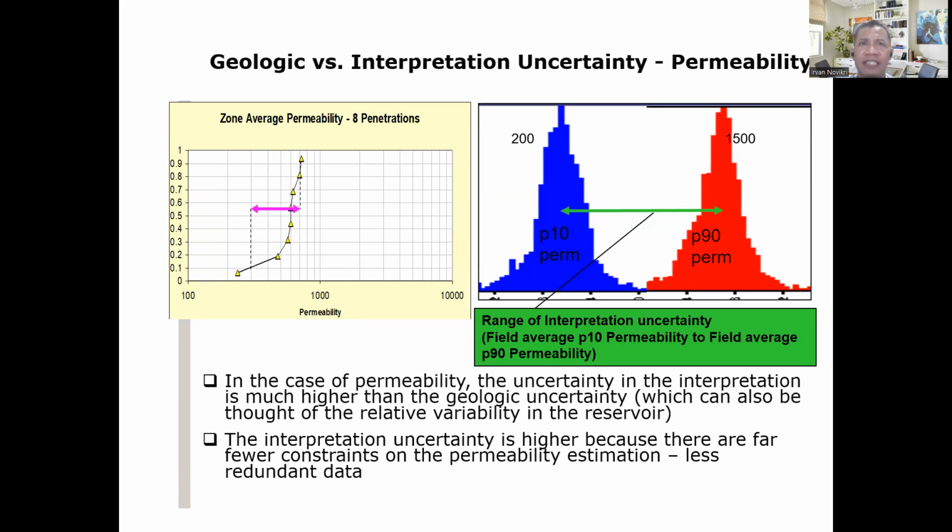Geologic versus interpretation uncertainty refers to the comparison between uncertainty in the estimation of permeability in the reservoir. In this context, interpretation uncertainty is higher than geologic uncertainty because of fewer constraints and less redundant data available for estimating permeability. This implies that the accuracy and reliability of permeability estimation are more uncertain due to limited information and constraints in the interpretation process.